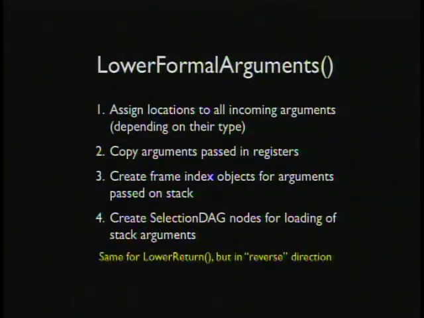Here is what should be done in that lower formal arguments method. Basically, one should assign the locations to all incoming arguments. So they're coming in either in the registers or on the stack, depending on the target. Maybe they're coming split and so on. At this point, basically, that calling convention description is used just to get the precise location of the input arguments. Then they are loaded into the virtual registers, or, for example, for the arguments which are passed on the stack, we have that abstract frame indexes stuff, and we need to load out of that frame object.